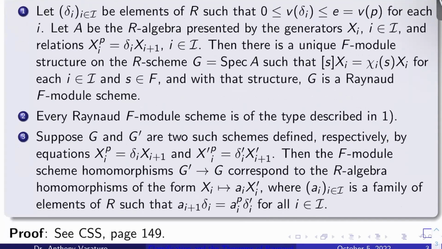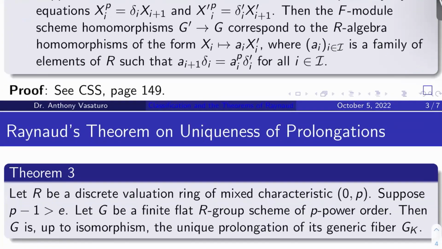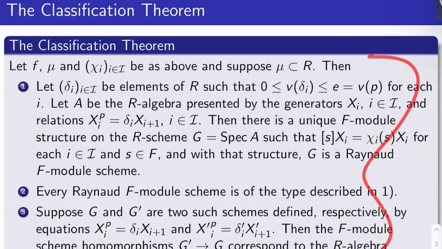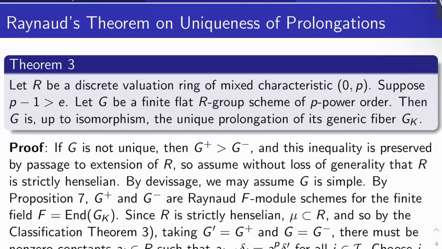All right, and so see CSS page 149 for a proof of this. But this isn't somehow even the important result, unless you want to know all the details. This leads to Raynaud's two big theorems that we will use. The first one is this theorem on uniqueness of prolongations. So Theorem 3, we'll call it.